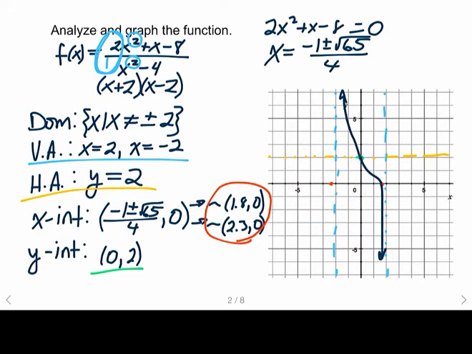Now let's turn our attention to the other x-intercept, (-2.3, 0). The graph needs to go through that point, and I see this asymptote down here, so I'm going to draw it so it's asymptotic. And then it's going to curve and become asymptotic with the line y equals 2.